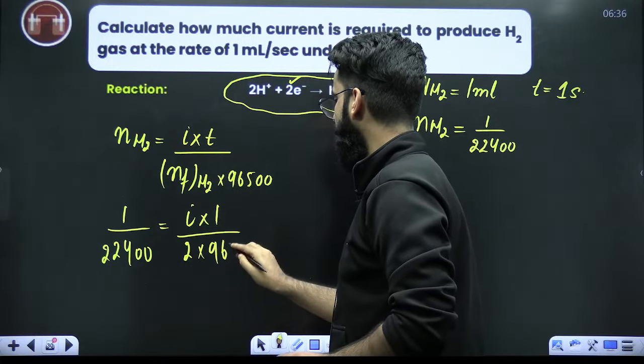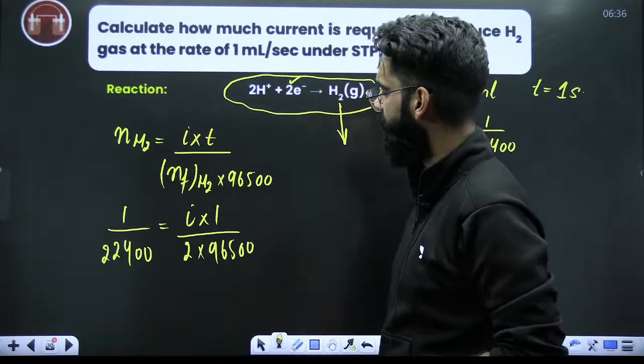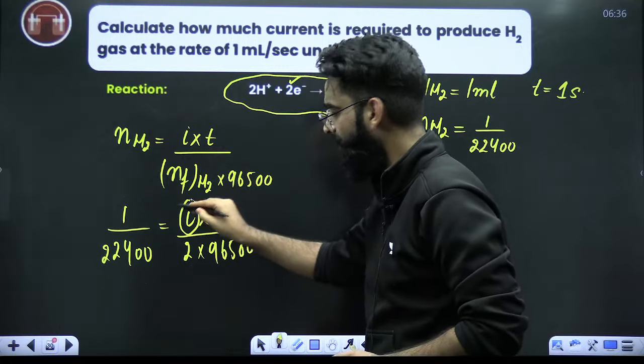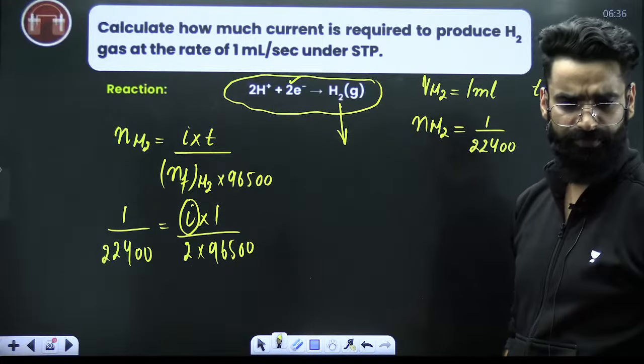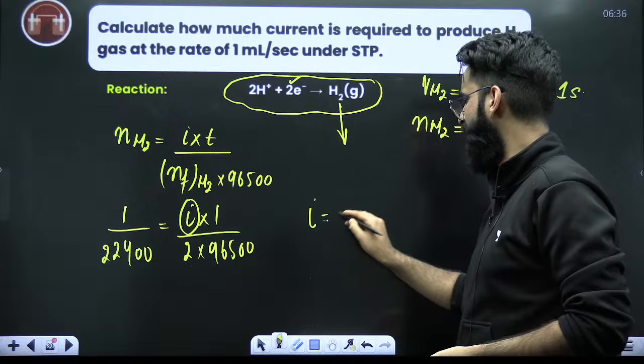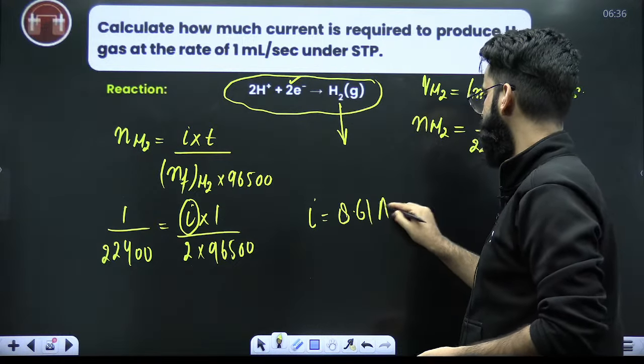Multiplied by 96500. One equation, one unknown. Can't you get the I value from here? And as far as I remember, the value of I will come out to be 8.61 amperes.